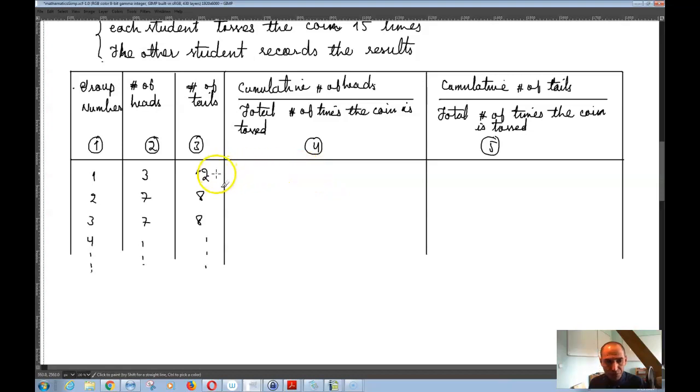So the cumulative number of heads, for example, for this group, since this is the first group, would be 3, and the total number of times the coin is tossed is 15 times, of course. That's 3 plus 12, which is 15 times. That's 3 15ths. Now, when it comes to the other fraction, that would be the cumulative number of tails, which is only this number over here, 12 divided by 15, which is the total number of times the coin is tossed.